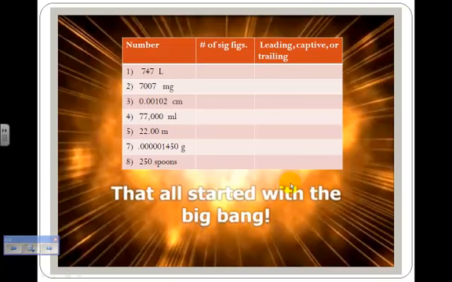Hello, I'd like you to now practice with significant figures. For 1 through 8, I would like you to tell me how many significant figures the number has. And I'd also like you to tell me if the zero is a leading zero, a captive zero, or a trailing zero. And if there are no zeros, just put no zeros.